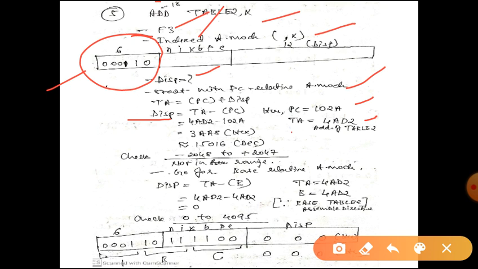Then you get the value for the displacement. You will get it in hexadecimal as 3A8. You convert it into decimal and check whether it is in the range. That is for PC relative. The range is minus 2048 to plus 2047. No, it is not in this range. So you have to go for the computation again based on base relative. In base relative, the displacement is computed as TA minus the content of B.